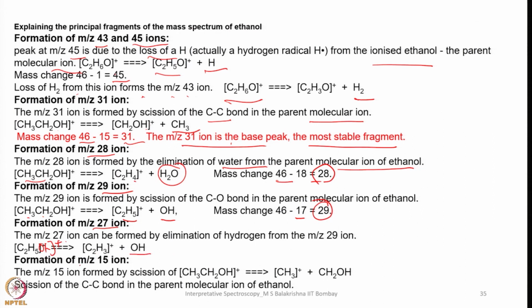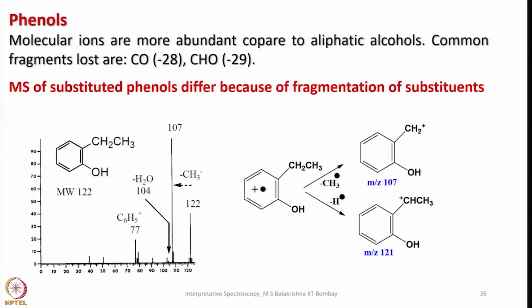And then formation of the m/z equals 15 ion is formed by scission of CH2OH and CH3. This is for CH3. So this is how you can completely analyze and explain every fragment you see in the mass spectrum. Now let us look into phenols.